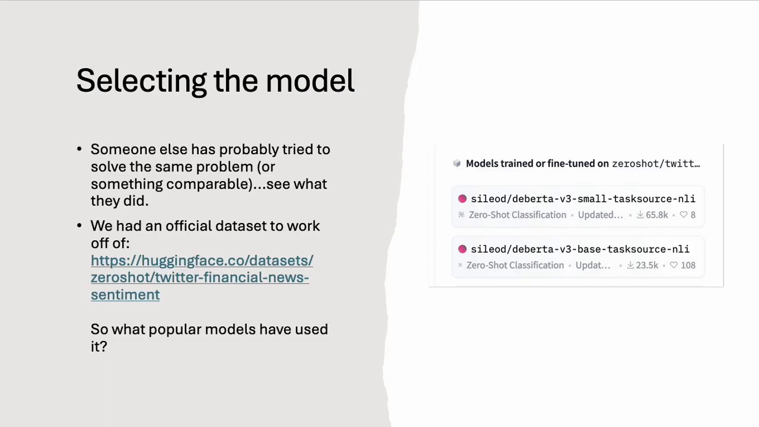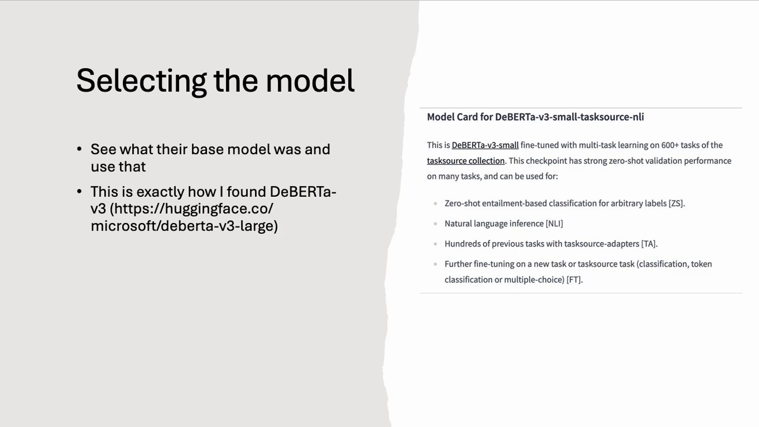When it comes to doing challenges like this, or looking to apply machine learning and artificial intelligence in general, it's useful to keep in mind that someone else has probably tried to solve the same problem, or if not the exact problem, maybe something close to it. So see what their approach was. In this case, obviously, we had an official data set to work off of, so one of the first things I did was identify popular models that leverage that data set, identify what their base model was, and use that, which is exactly how I landed on DeBERTa v3.